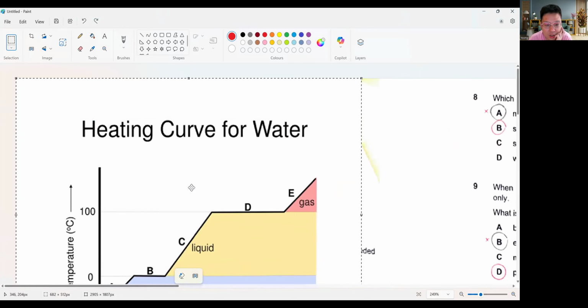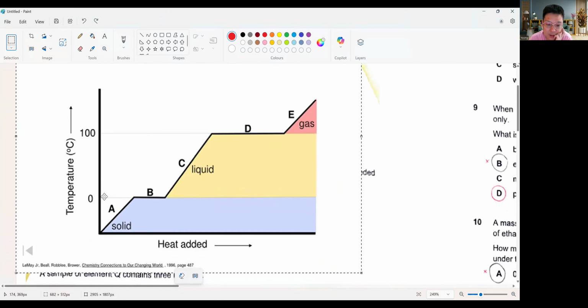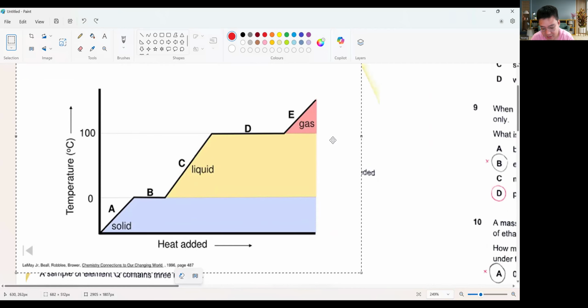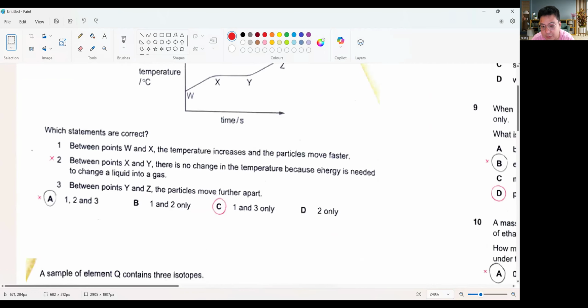For water, we know that the first point is at 0 degrees because that's the melting point where it converts from solid to liquid, and then at 100 where it converts from liquid to gas. So this is where we learn this for the first time. We did learn this in our syllabus. Okay, so that's a heating curve. You can screenshot this if you want. I'm going to remove it now.